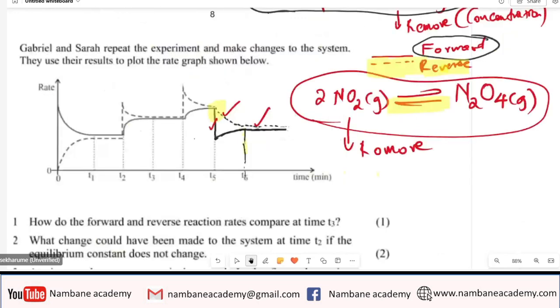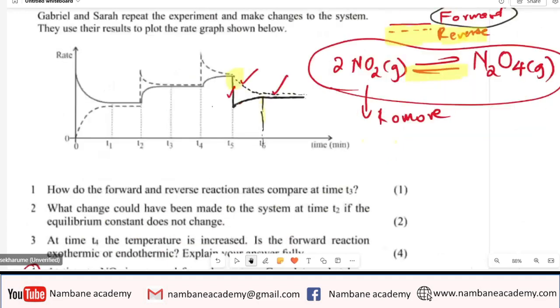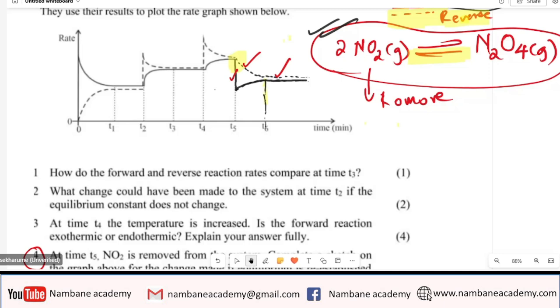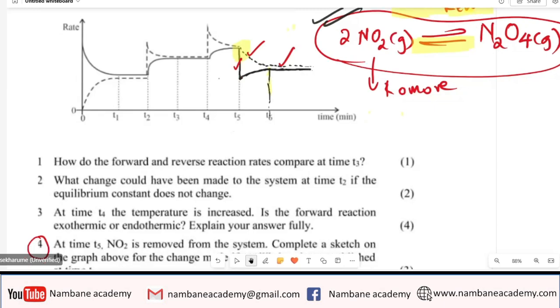Now this reaction, just write it down. Educators, please note this reaction. We're going to use this one. We are going to use this reaction there. Okay. Now, how do the forward and the reverse reaction compare at T3?